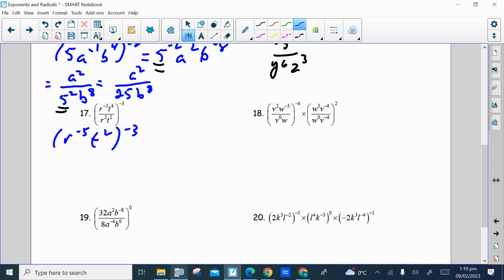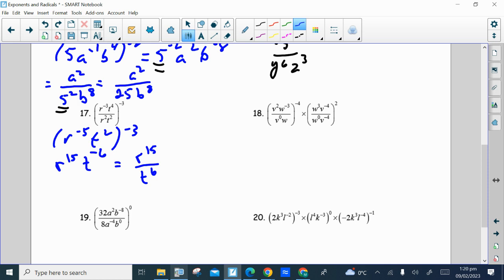Keen, what do we do next? Yes, multiply the exponents and the base stays the same. It gives you r to the 15th. Same thing with the t's. You're going to multiply the exponents. Base stays the same. 2 times negative 3 is negative 6. Put the t to the negative 6 on the bottom, and it'll become t to the positive 6. So there's the final answer. Yes, sir. We're almost done, okay?